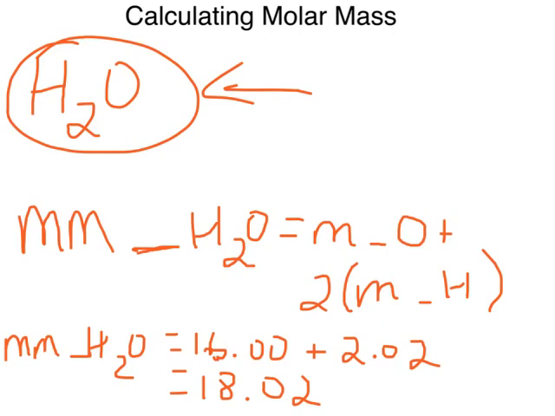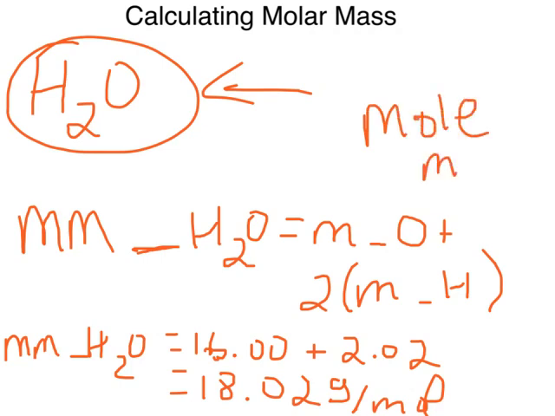Now the units for molar mass, and this is only for molar mass, not for mass, are grams per mole. Mole can be abbreviated, kind of silly, but the abbreviation is M-O-L. So grams per mole. Okay, so the molar mass of water is 18.02 grams per mole. That's the molar mass of water.